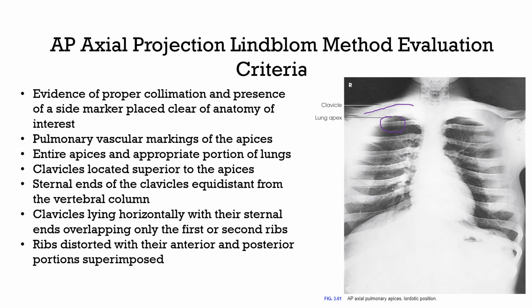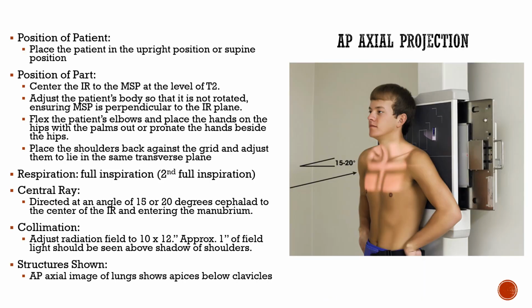An option, instead of doing the lordotic position, is to do an AP axial projection, which is not called the Lindblom method, and it is not a lordotic position. In this case, if you notice, the patient is standing upright. We're going to center to the level of T2 this time. We're going to make sure that our mid-sagittal plane is perpendicular and that our elbows are on the hips, and we're going to pronate so we can get those scapula out of the lung fields.